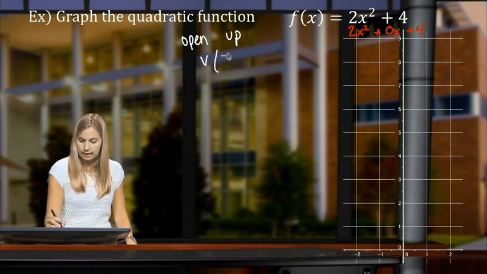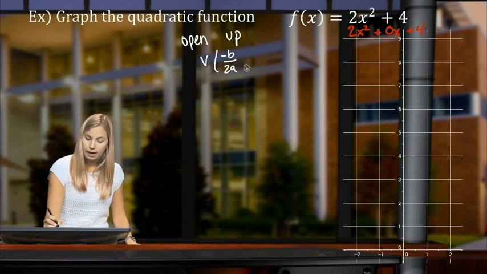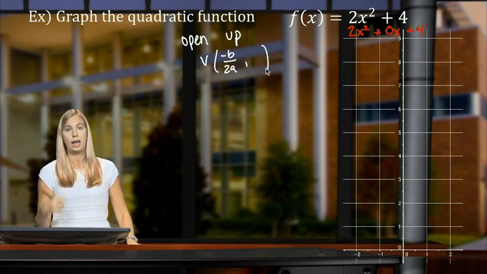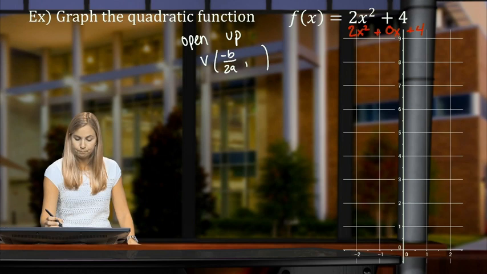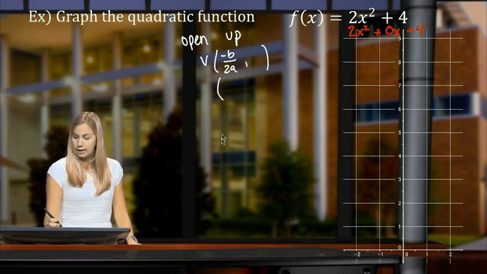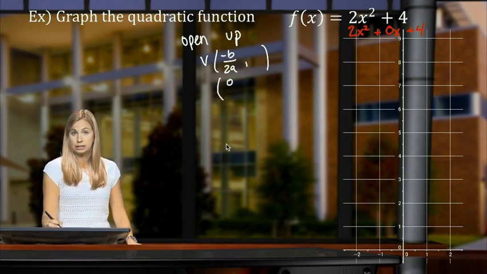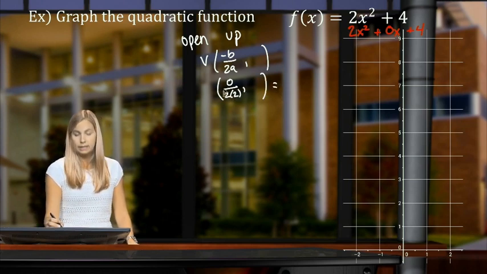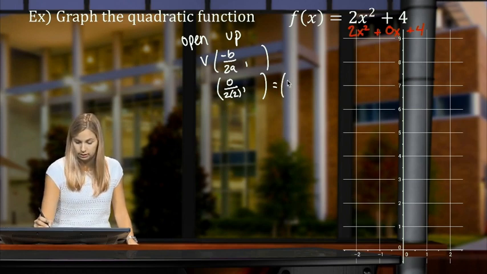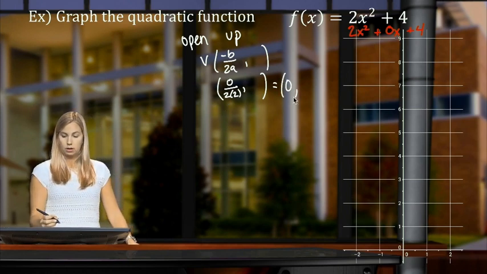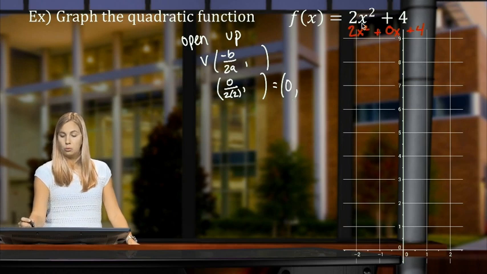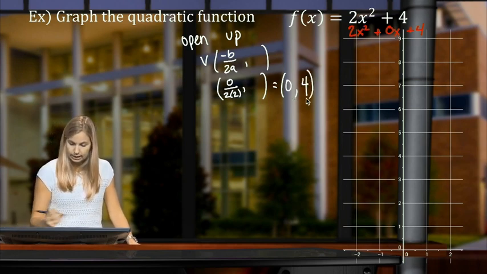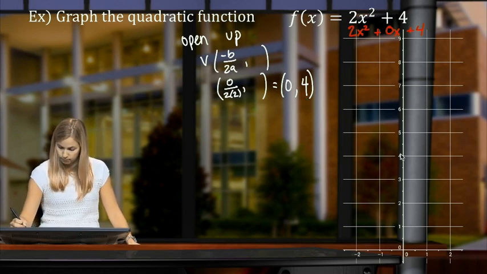Now we'll find our vertex. Again, rewriting that formula every time, negative b over 2a, is going to help me remember that. Negative b is going to be 0 over 2 times 2, and 0 divided by 4 is just 0. And now to get the y value, when we plug in 0 for x up here, we're going to get 4. So our vertex is at 0, 4.